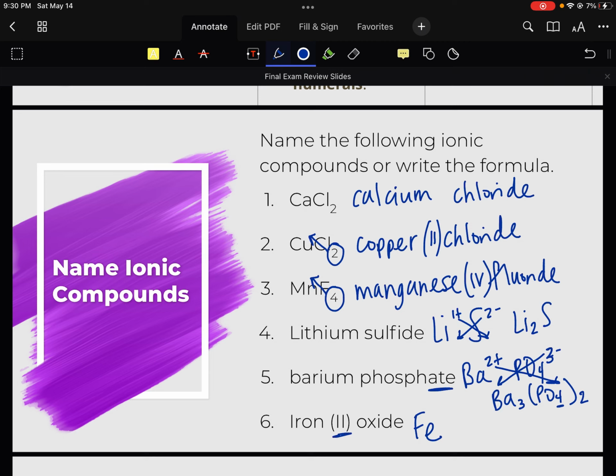All right, last one. We have iron, and then remember this Roman numeral is telling us a charge. So we just write a 2+. And then I know oxygen is a 2-. Here we have the same numbers, 2+, 2-, so we know those cancel out. So we just have Fe and O.